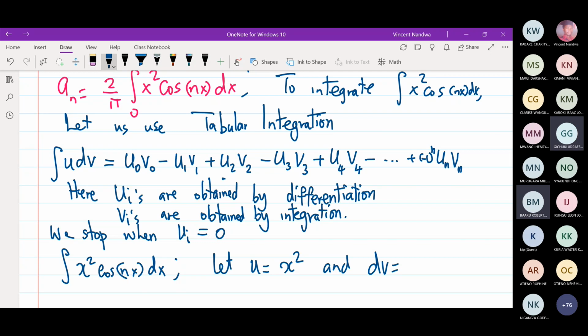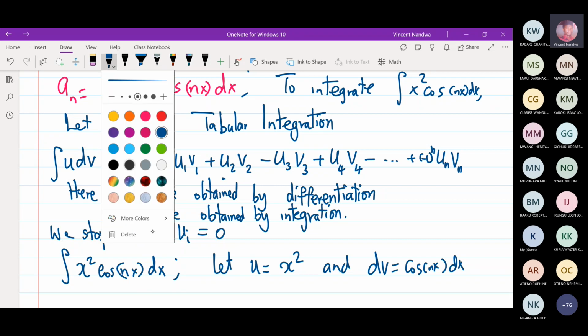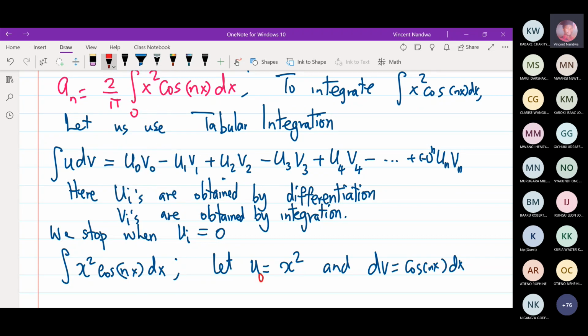Cos nx dx. Correct. Cos nx dx. So this is what we'll do in the process of integration by parts. And actually, we pick it from that point of view. But the only difference we do now, we'll say what we are calling u, we give it the name u naught. And what we are calling dv, we call it dv naught.